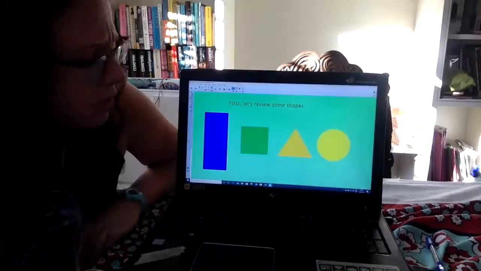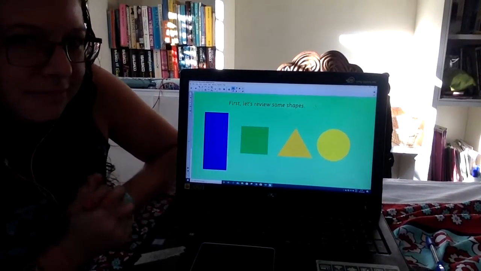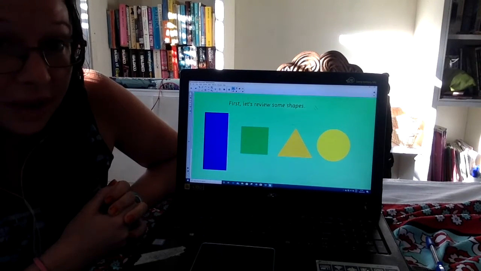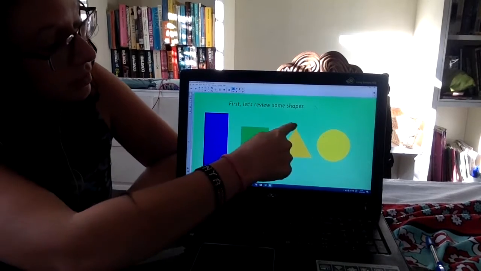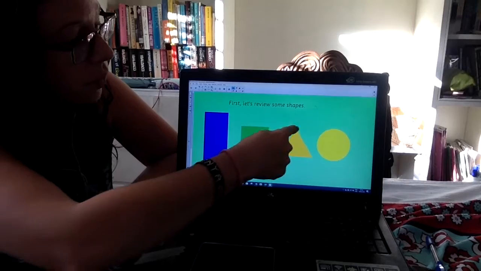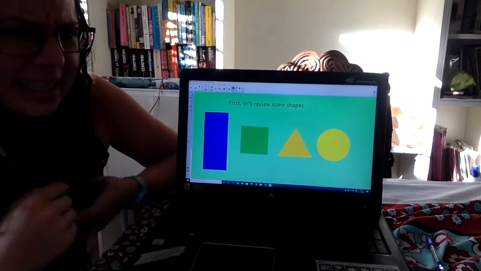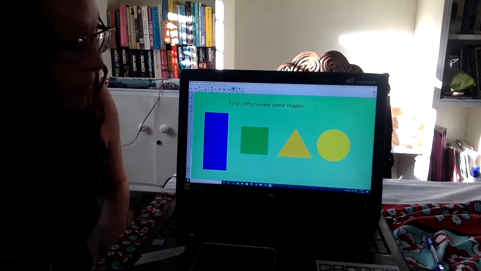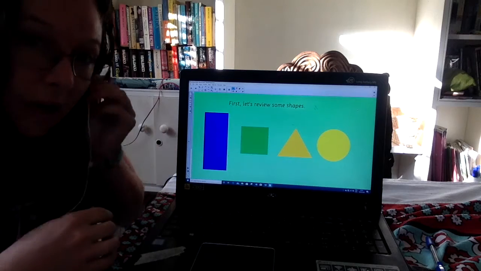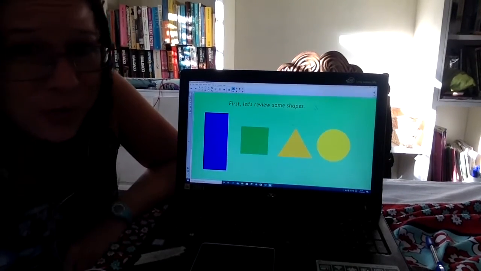Now, what about this orangey shape? What's that called? That's a triangle. And a triangle has 3 sides, 1, 2, 3, and 3 corners, 1, 2, 3. Now, what is the last yellow shape called? That's right, it's a circle. And a circle has 1 line and no corners.